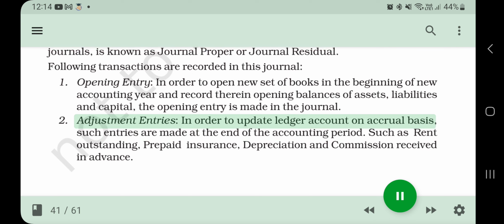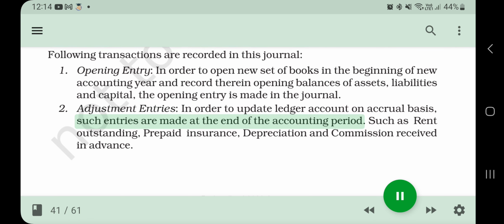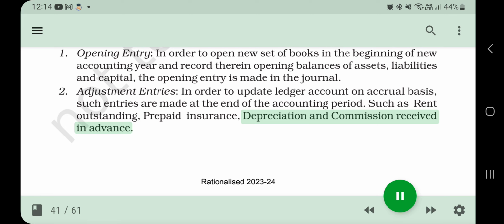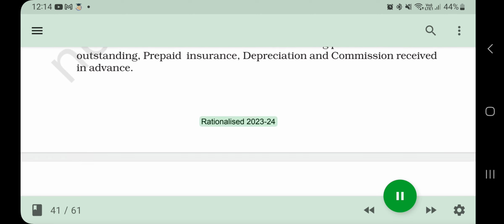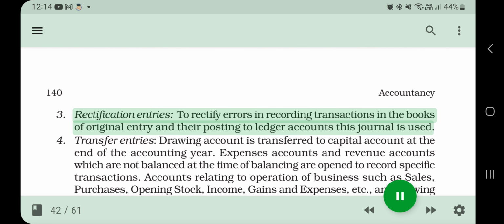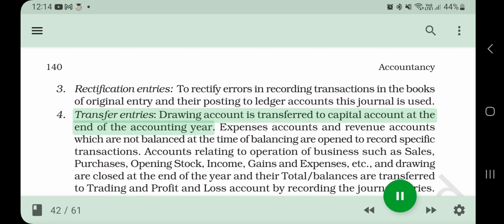2. Adjustment entries. In order to update ledger accounts on accrual basis, such entries are made at the end of the accounting period, such as rent outstanding, prepaid insurance, depreciation and commission received in advance. 3. Rectification entries. To rectify errors in recording transactions in the books of original entry and their posting to ledger accounts, this journal is used. 4. Transfer entries.